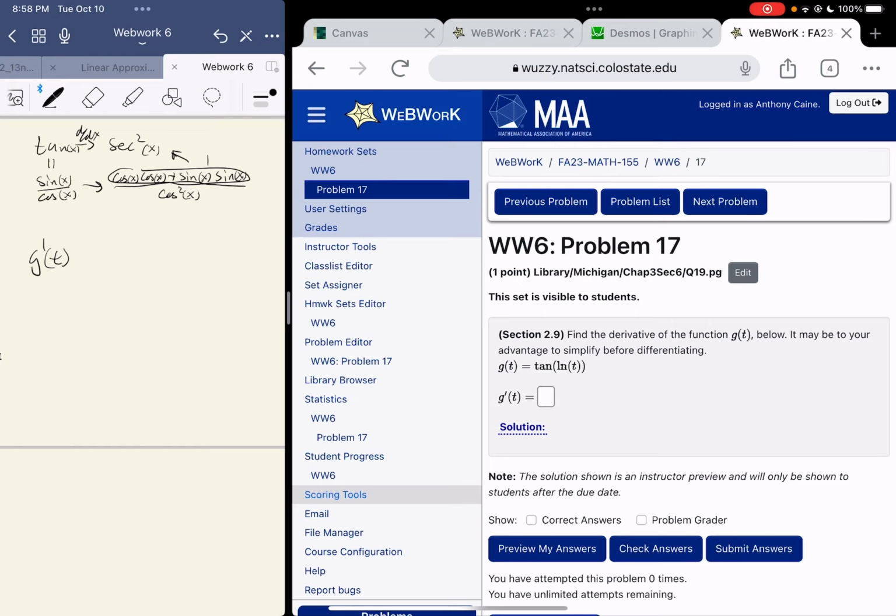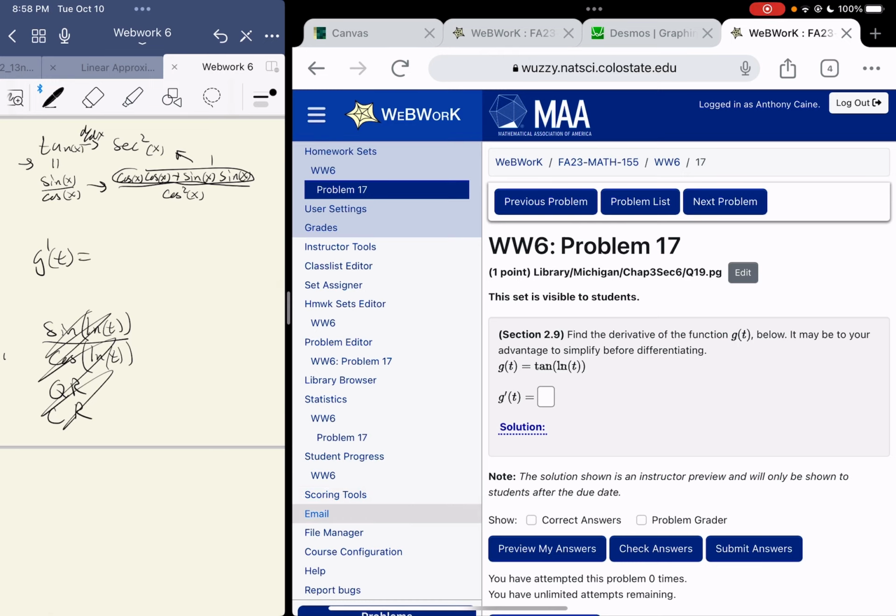You could think of this as you need to take the derivative of sine of the natural log of t over cosine of the natural log of t. And that is a quotient rule with a chain rule. Okay, that's totally fine. But if you're comfortable with the derivative of tangent, then this is the derivative of tangent, which is secant squared, and you leave the inside the same, natural log of t, times the derivative of the inside, which is 1 over t. Okay, so that's that one, and I think that's the last one.